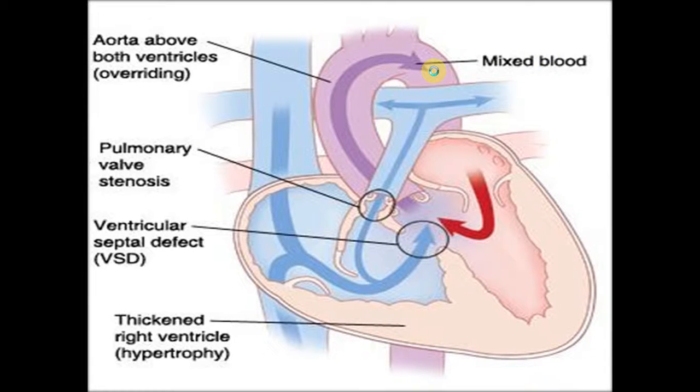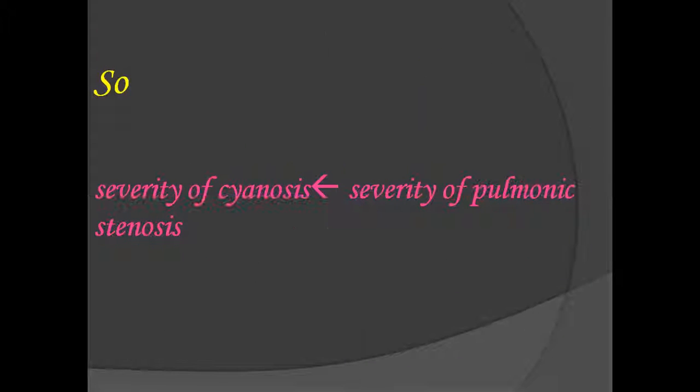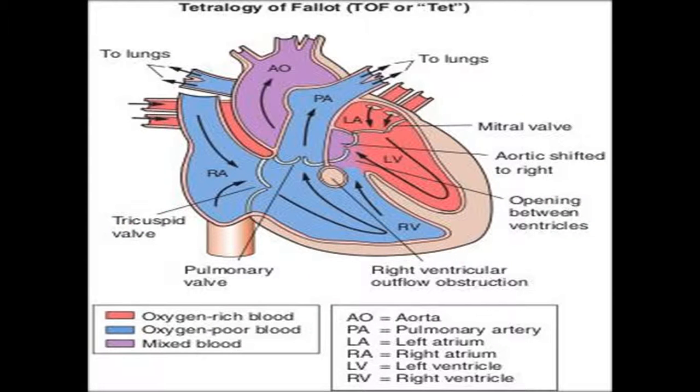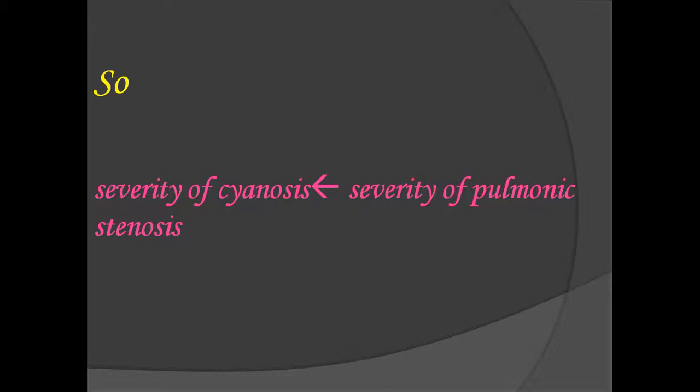So from the previous pictures, we have seen that the severity of pulmonary stenosis contributes to the severity of cyanosis. As we have more severe pulmonary stenosis, we will have more severe cyanosis.